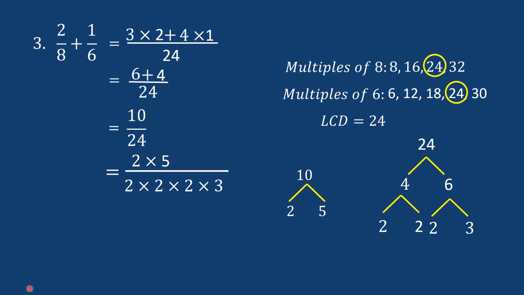Cancel 2 in the numerator with the 2 in the denominator. So this is now equal to 5 over 2 times 2 is 4, and then times 3 is 12. So this is now equal to 5 over 12. The answer is 5 over 12.